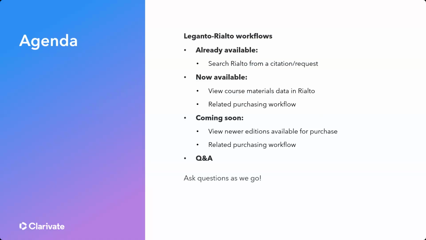What we heard is that a lot of times these are workflows that might stretch across different teams or different departments within the library. Because of that, it can be really hard to get the full picture of what's happening. So that's the purpose of the webinar today: you'll be able to see the full picture. We'll walk through the Leganto side of things, the Rialto side of things, and then in all cases, pretty much back to the Leganto side of things. So that's what we'll be covering today.